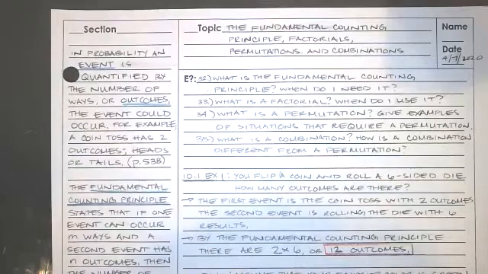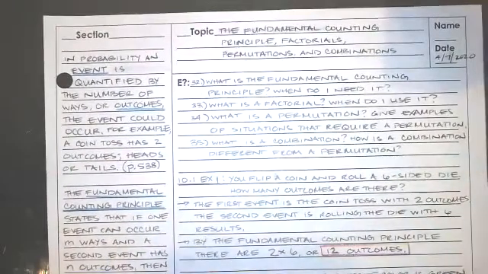Essential question 32 is, what is the fundamental counting principle and when do I need it? 33 is, what is a factorial and when do I use it? 34 is, what is a permutation? And give examples of situations that require a permutation. And 35 is, what is a combination? And how is a combination different from a permutation?